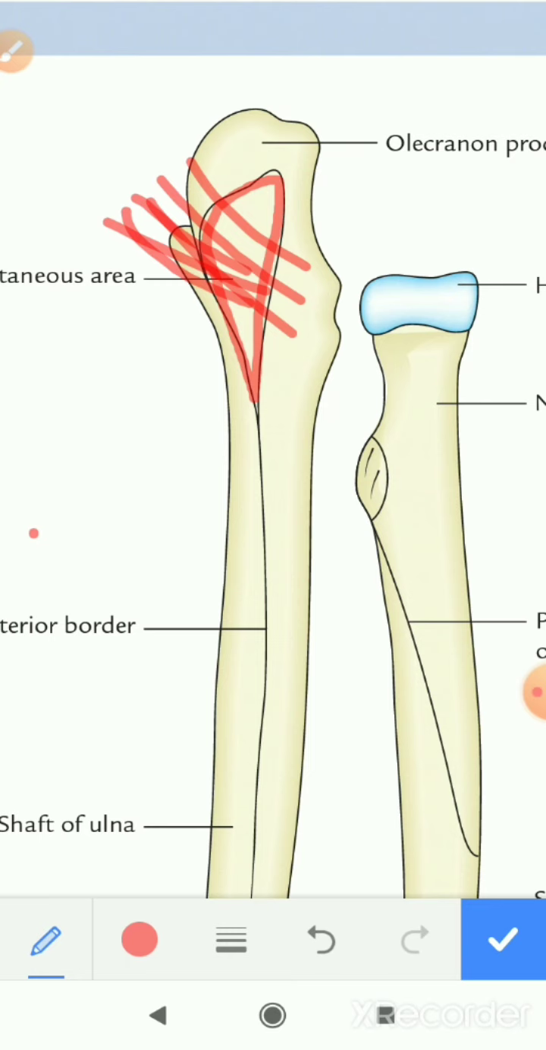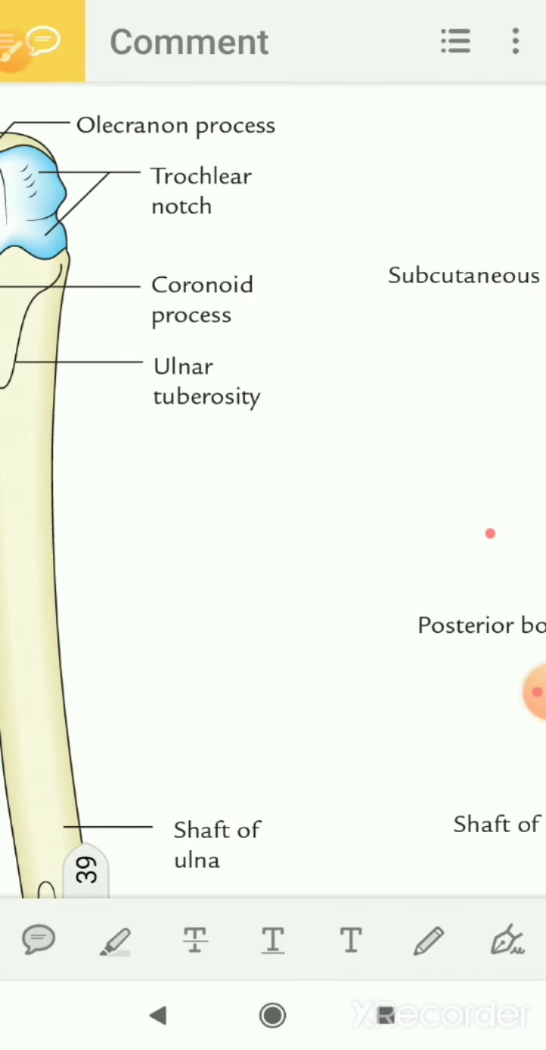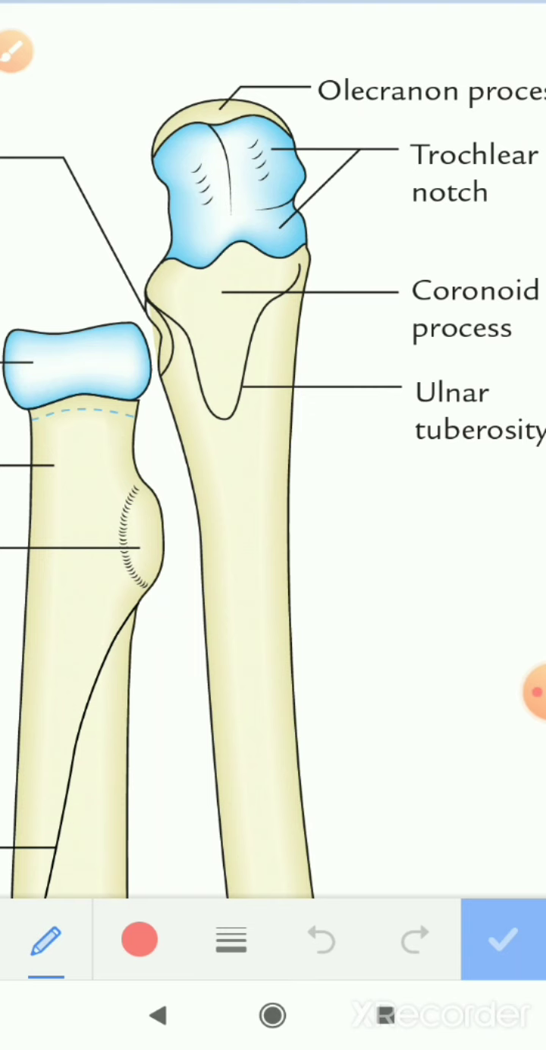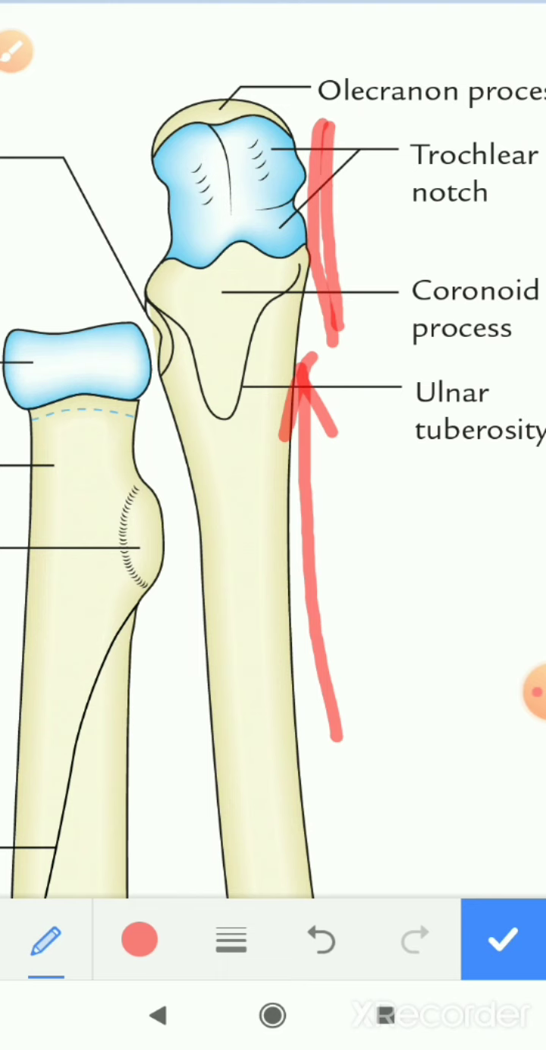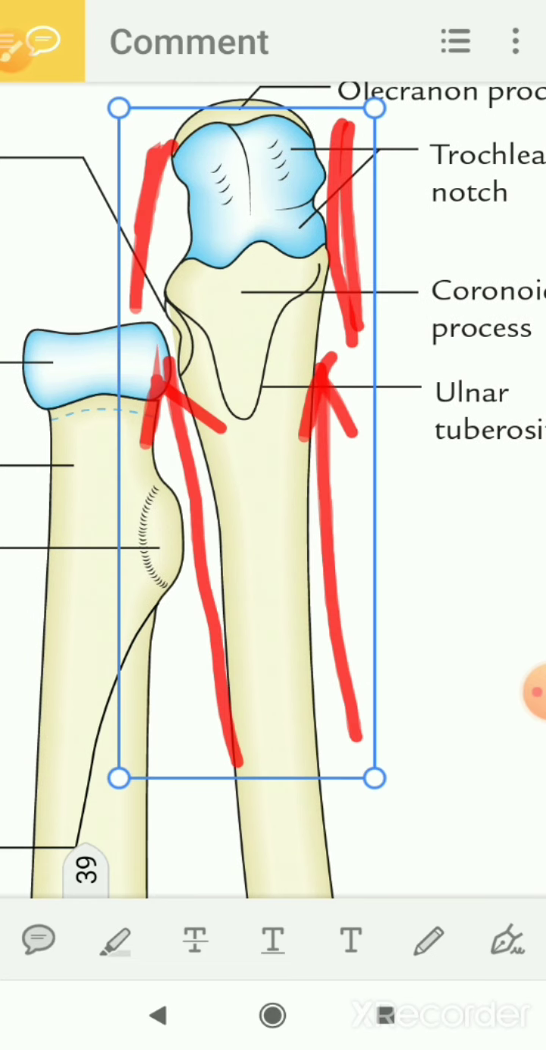Then come to the medial surface. This surface will be the medial surface. The medial surface forms the upper part of the medial surface of the shaft. So there is nothing significant in the medial surface. And the lateral surface also forms the upper part of the lateral surface of the shaft. That means there is nothing significant in these two, the medial surface and the lateral surface.